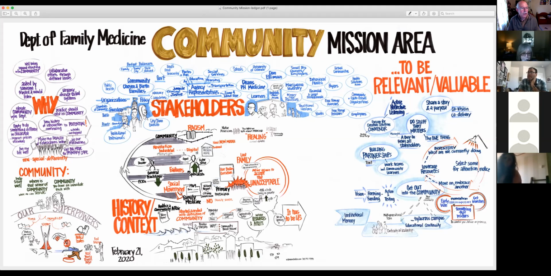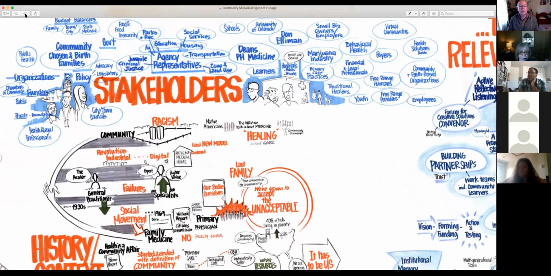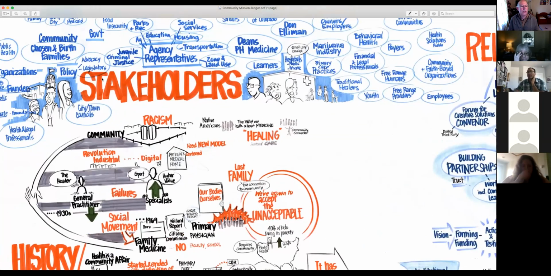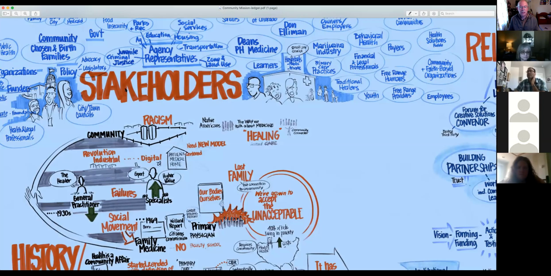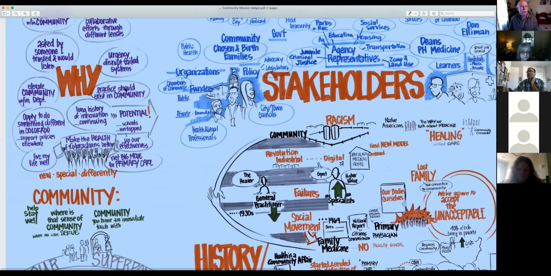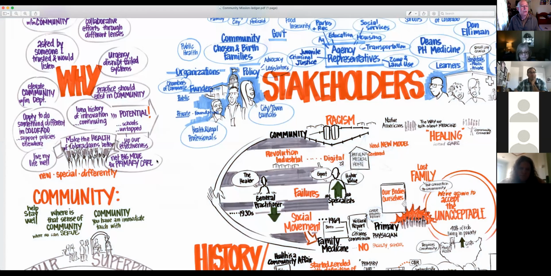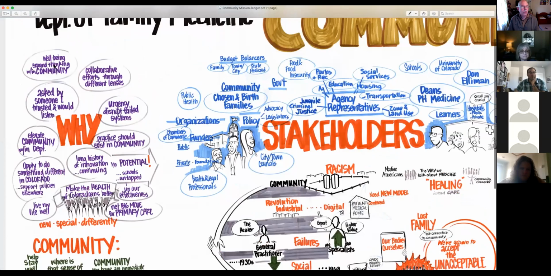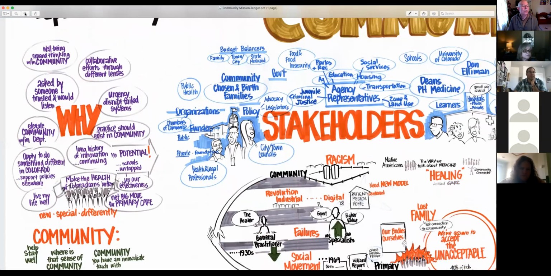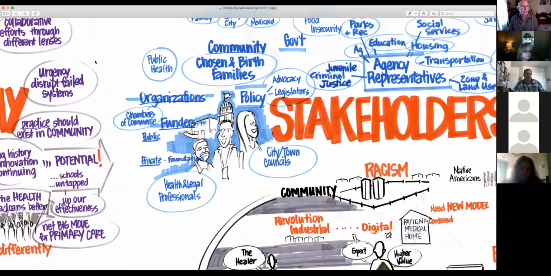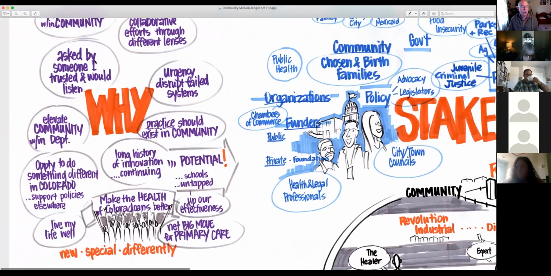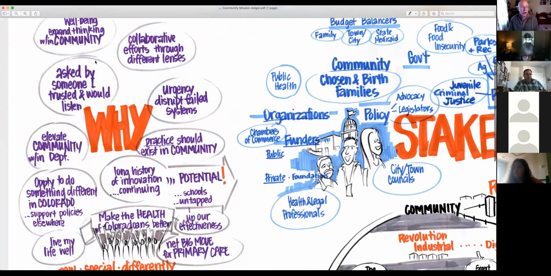I'm going to increase the size of this so it's easier as we go through the various sections. Let's see if I can move this around. There we go, it actually worked. So I'm going to start over here with this why section. This was the first thing that we tackled.